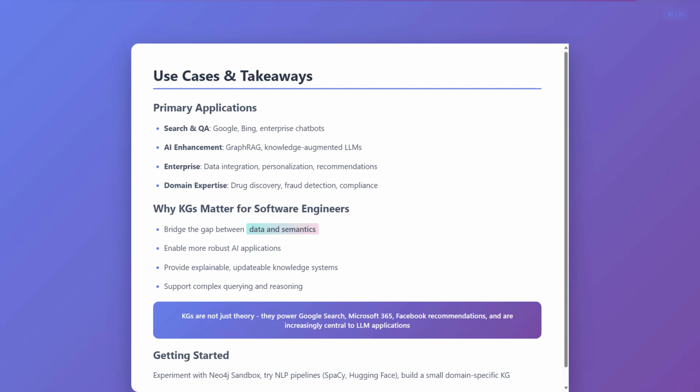As AI systems become more sophisticated, the ability to maintain structured, queryable knowledge becomes increasingly valuable. My recommendation? Start experimenting. Pick a domain you understand, build a small knowledge graph, and see how it changes your thinking about data and relationships. The tools are mature, the documentation is good, and the potential applications are vast.